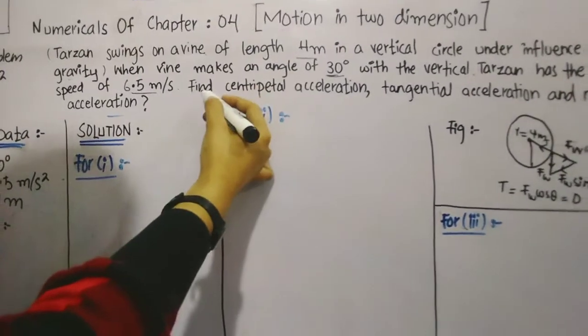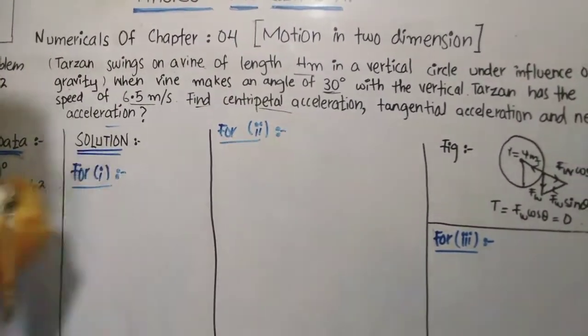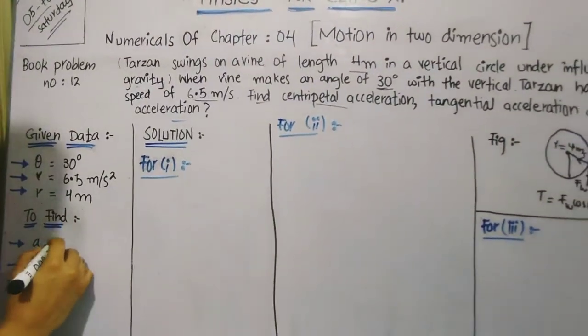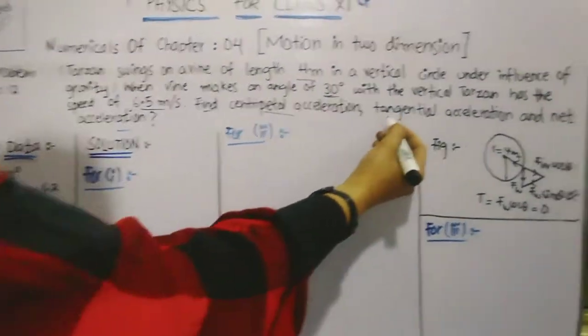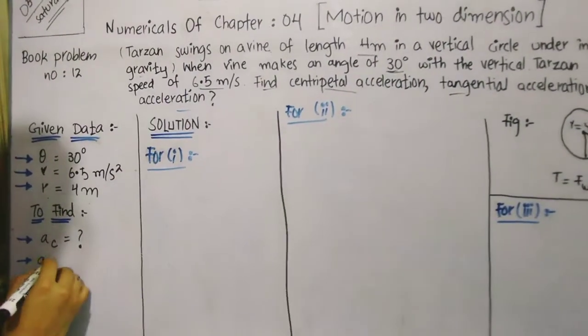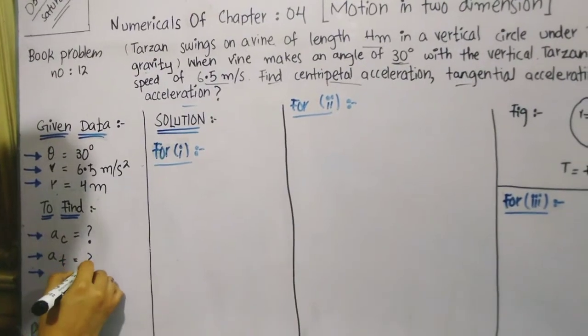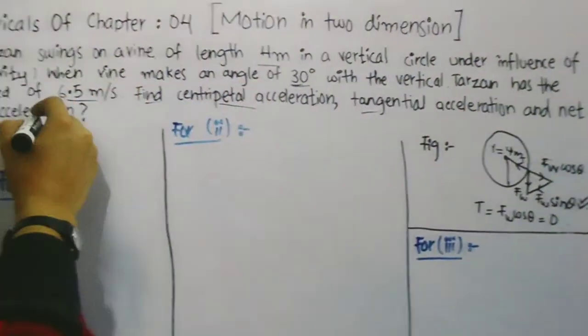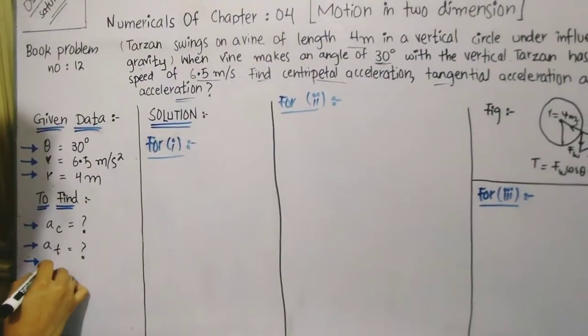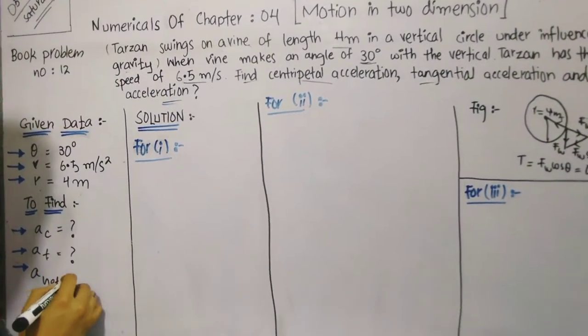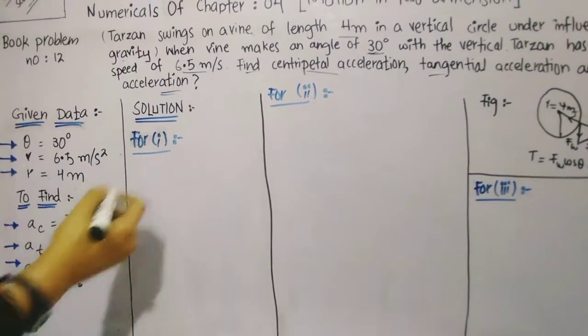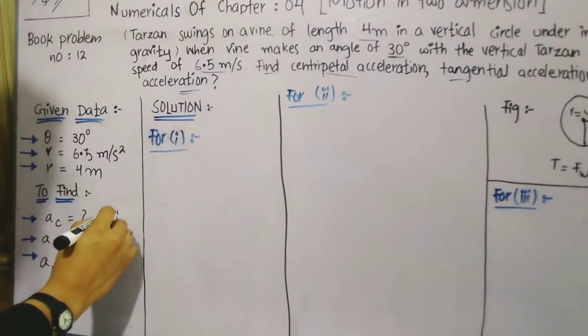Now what do we have to find? We have to find centripetal acceleration. Okay, and we have to find tangential acceleration. We're going to put it here, and then they're also asking us for the net acceleration. So a net equals question mark. We're going to mark them 1, 2, 3, and then we're going to start the solution.